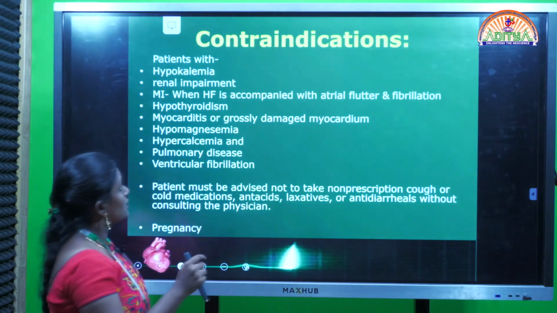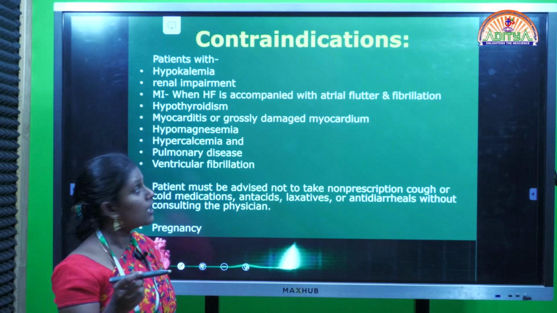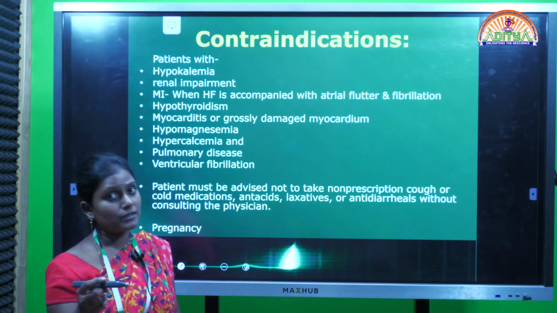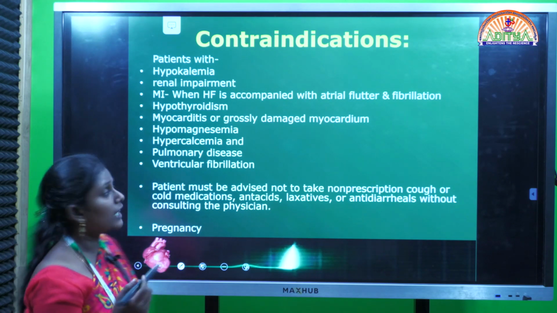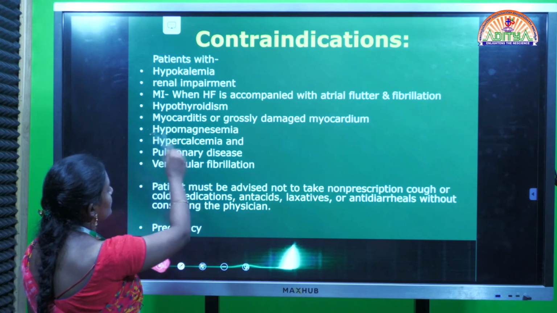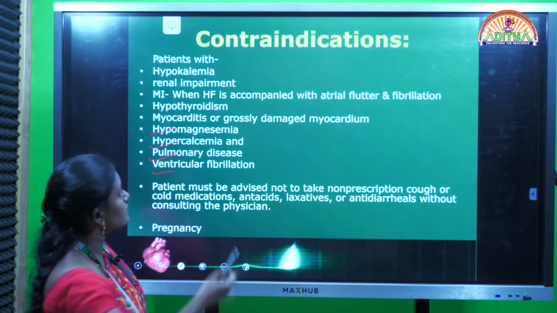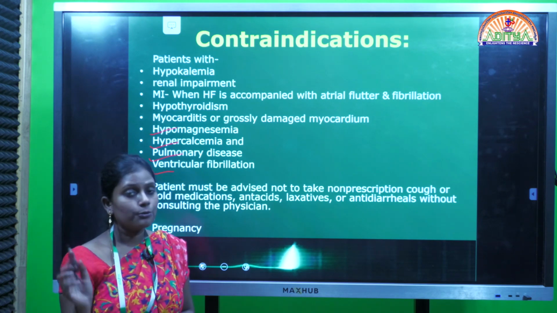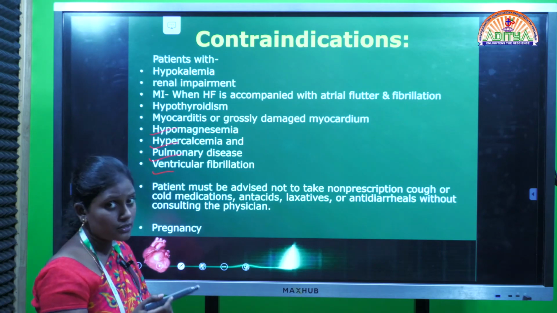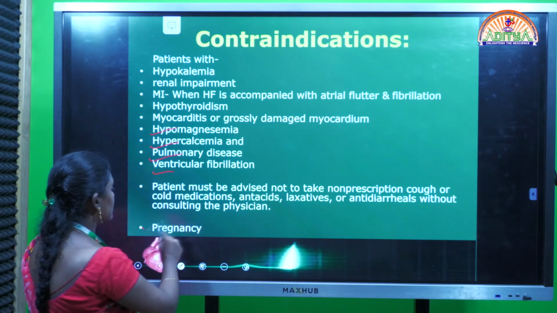Whereas contraindications: patients who are suffering with hypokalemia, renal impairment, atrial flutter and fibrillation, as well as hypothyroidism, and patients suffering with myocardial damage, hypomagnesemia, hypercalcemia, pulmonary disease, ventricular fibrillation. For patients suffering with certain diseases, we should not give the inotropic drugs because they are contraindicated. In the same way, we should not give these drugs to patients who are in a pregnancy condition, pregnant women also.